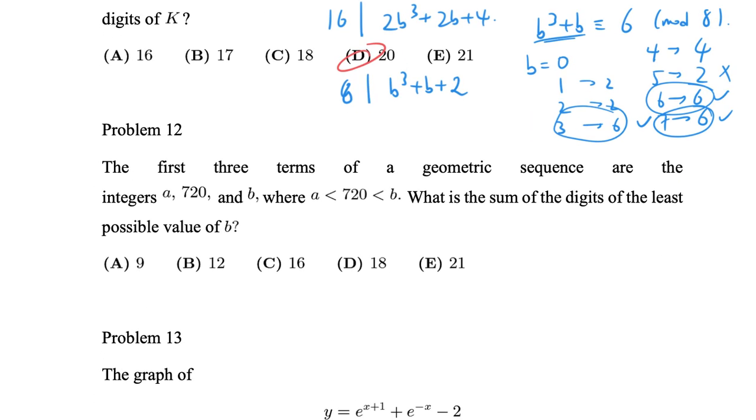For this one, we see that AB is equal to 720 squared. This is the common property in geometric sequences, and you can try to prove that if you want. And then we can factorize the right-hand side. Basically what you're trying to do is distribute these factors to A and B so that they're as close to each other as possible. The key to this problem is just experimentation and then guessing.